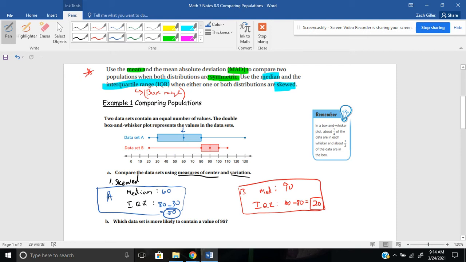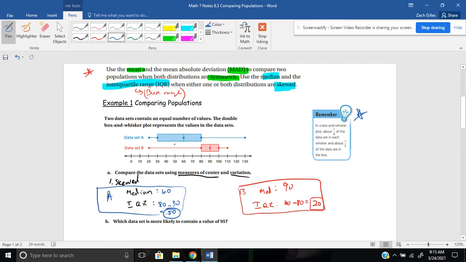Okay, and let's remember here, this is a really good point that this light bulb gives us. In a box and whisker plot, about 1/4 of the data are in each whisker. So this is 1/4 of the data. This is 1/4 of the data. And then about half of your data is inside the box. So this represents 25%, this represents 25%, and then this, your box, represents 50%, for a total of 100%, right? So that's kind of a good reminder, and you'll see that here in just a second with one of these other questions.